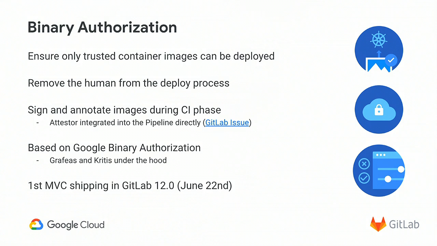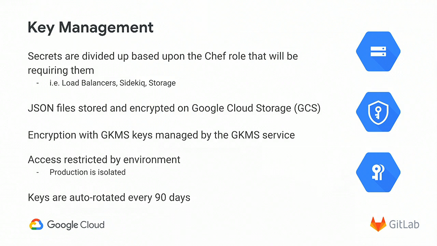So I told you that the pipeline is going to sign the image. That means the pipeline has the required keys, and only the pipeline has these keys. So we need to be able to trust where we store these keys. For that, we are using another Google feature named Google KMS, the Google Key Management Service.